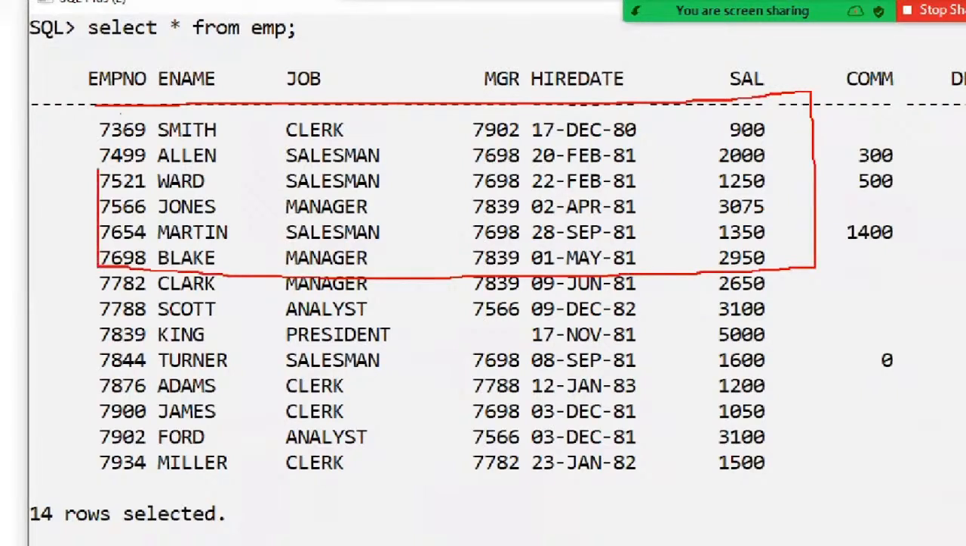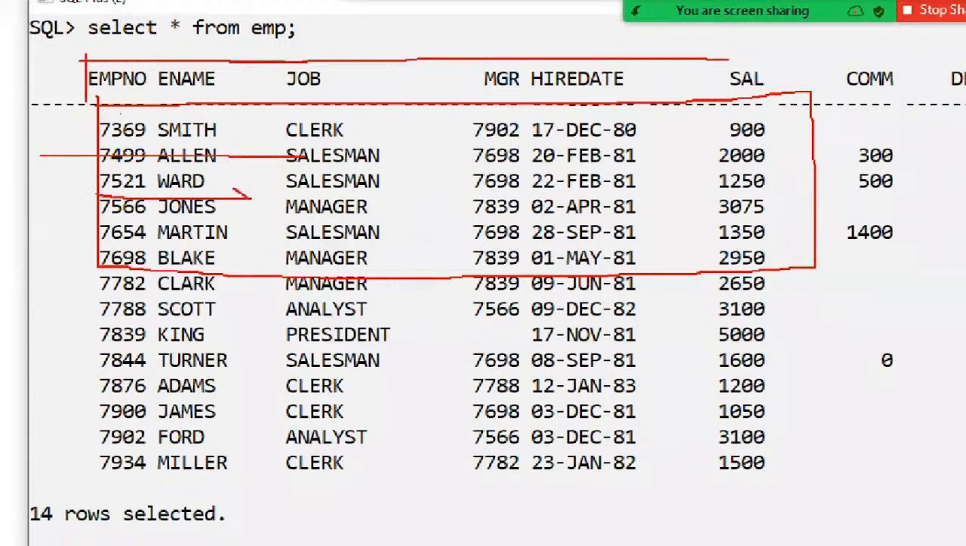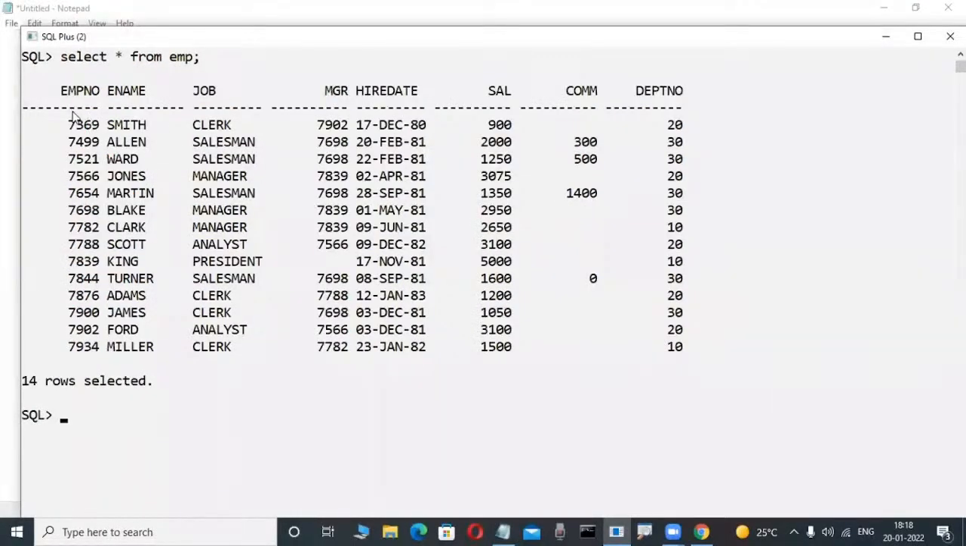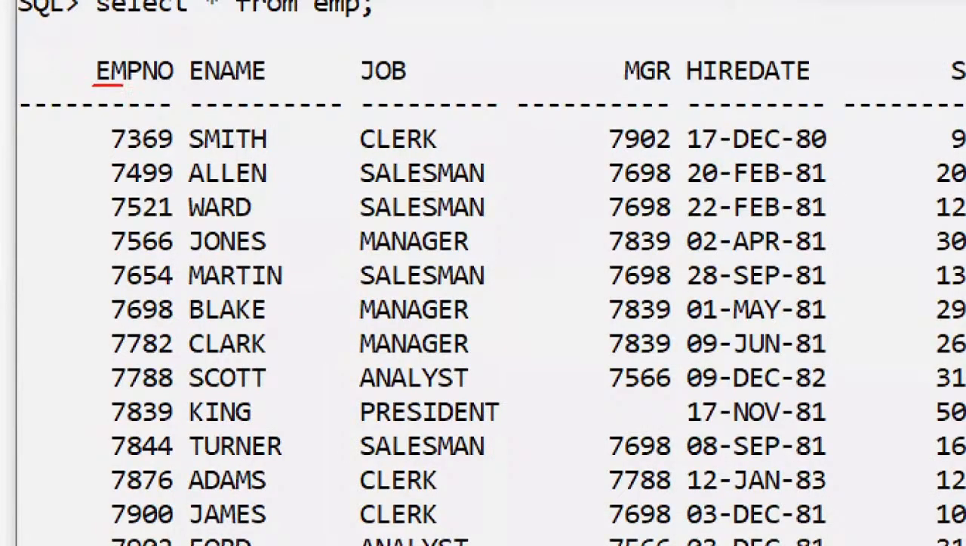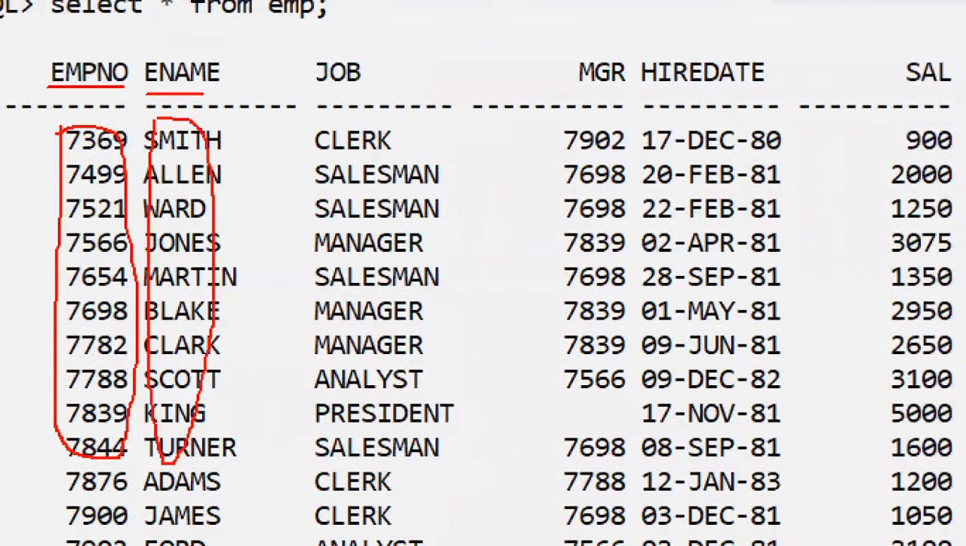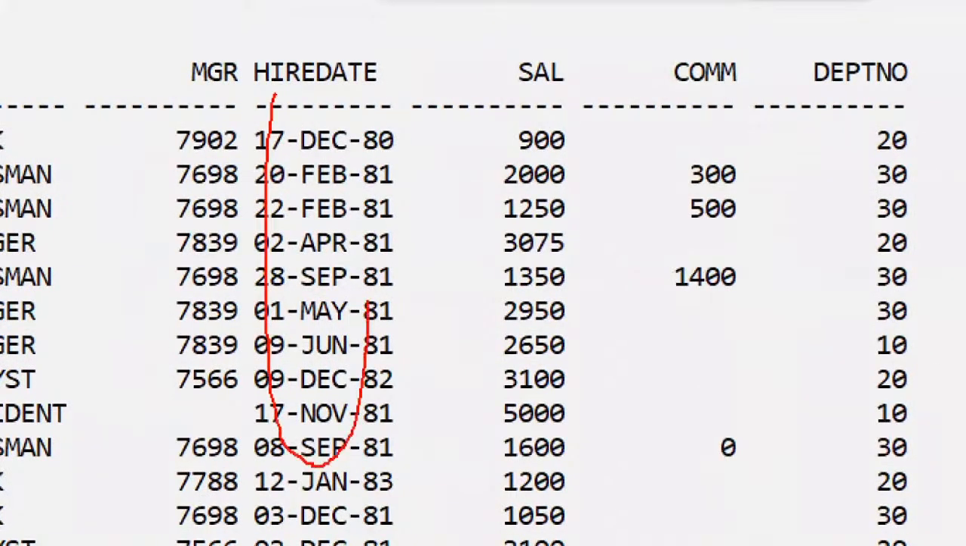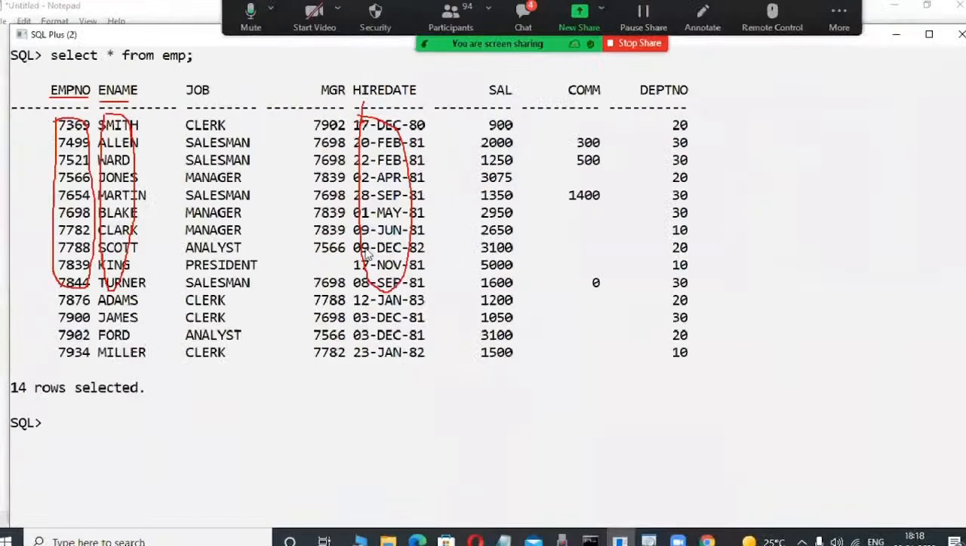Organized fashion means, maybe a table: here these are columns, here these are rows. They are storing the data in an organized manner. Slowly observe here, maybe this is a matrix format. In the employee number column only numbers are available, in this column only characters are available, and in this column only dates are available. That's why the data is stored in a structured manner.